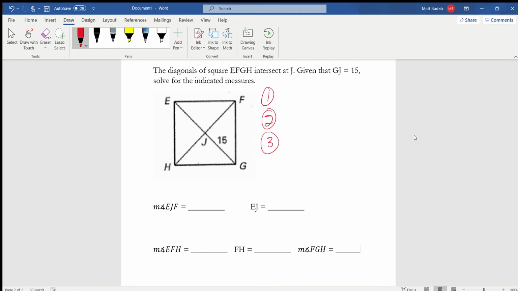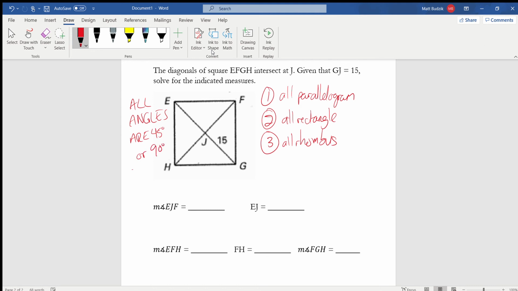So, 3 things about a square. We have all parallelogram properties. Then we have all rectangle properties, and then we have all rhombus properties. So basically everything that applies to all 3 of those applies to a square. So let's start. I want to know what's the measure of EJF. So remember, first thing, all angles are either 45 degrees or 90 degrees. And that will always be true in every single square. You will always have either a 45 degree or a 90 degree angle.